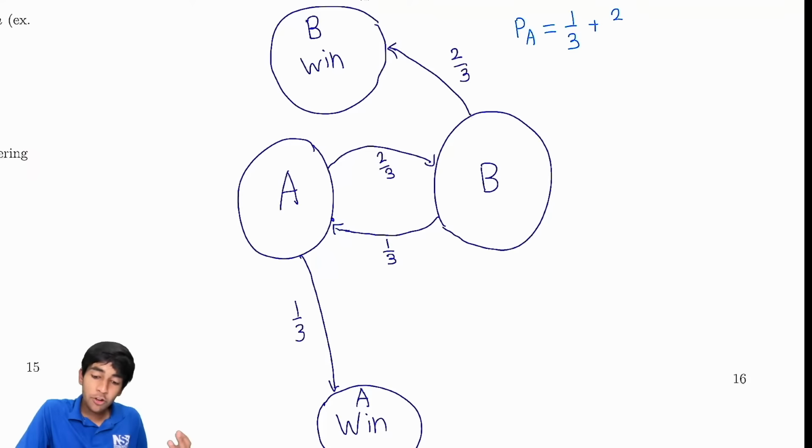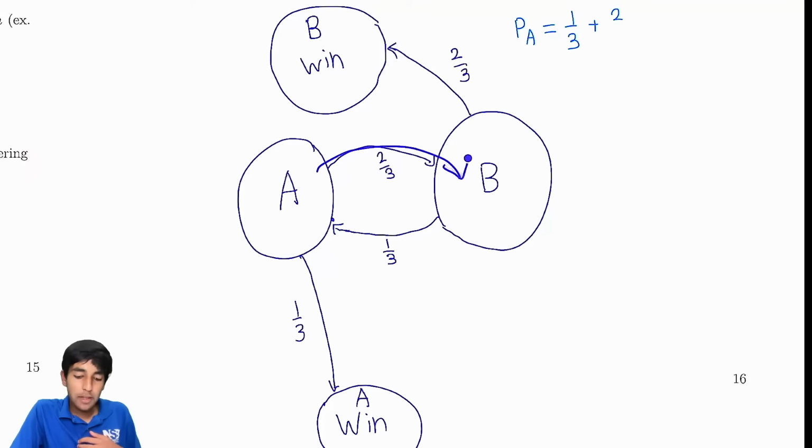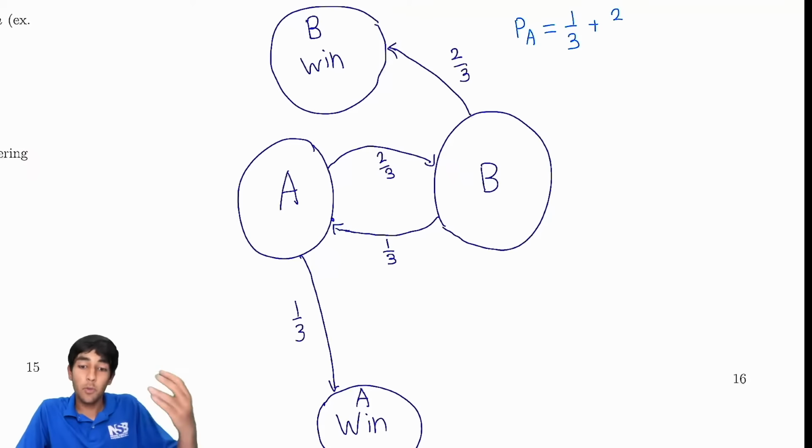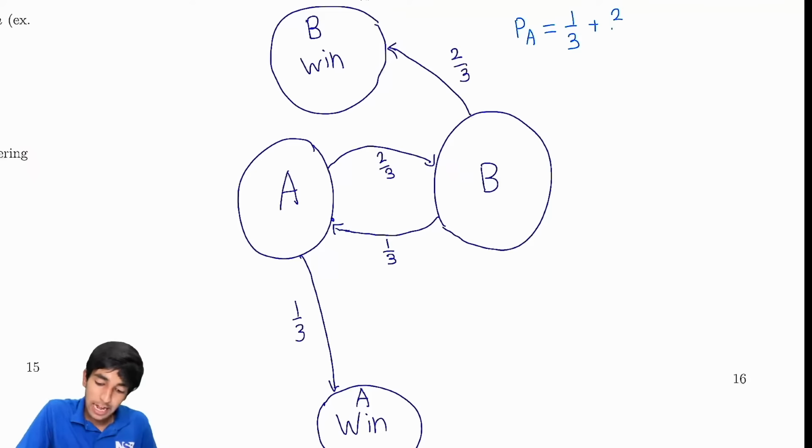But there's also a chance it might go to B and then it comes back to A's turn and A might win. So there's a 2/3 chance that A will win. There's a 2/3 chance that it will go to B's turn.